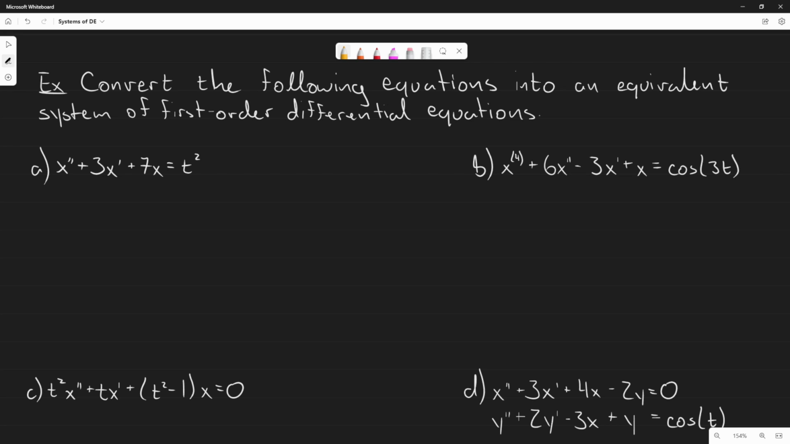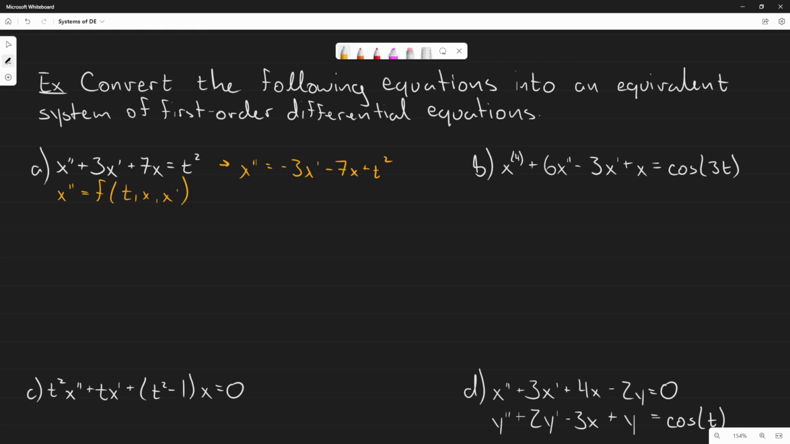So let's get started. For the first one, we have a second order equation: x double prime plus 3x prime plus 7x is equal to t squared. What we have to do is move everything to the right side except for x double prime. So x double prime is equal to negative 3x prime minus 7x plus t squared. Now we are going to let x double prime equal some function f of t, x, and x prime, because we have t, x, and x prime.